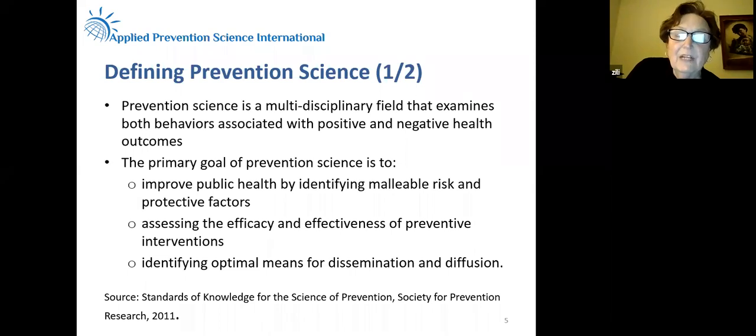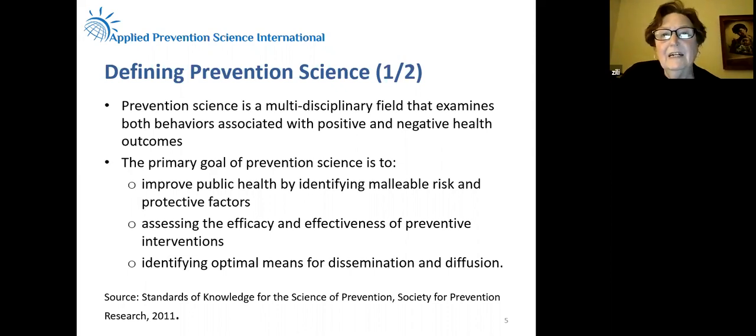So that was the first effort that was made, and at the bottom of the screen you can see the reference, Standards of Knowledge for the Science of Prevention, from the Society for Prevention Research. It came out in 2011, and you can access that through the website of the Society for Prevention Research, or you can email me and I'll be happy to supply that to you.